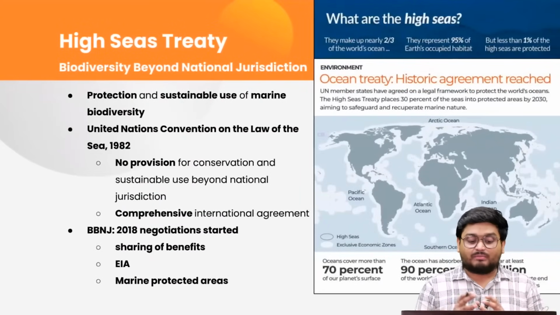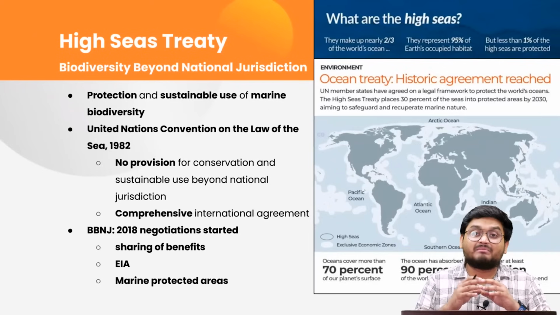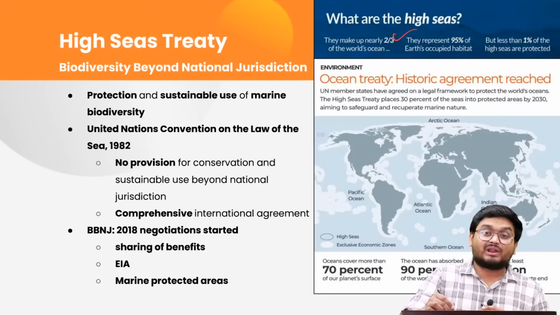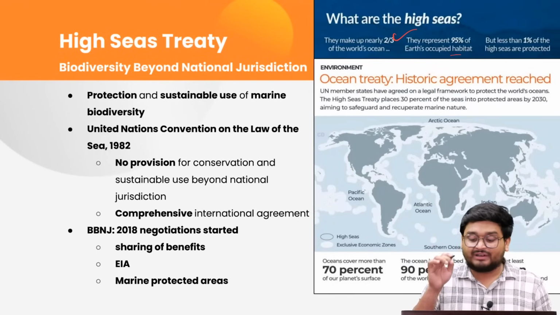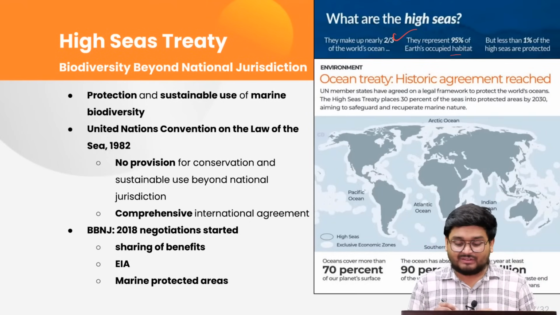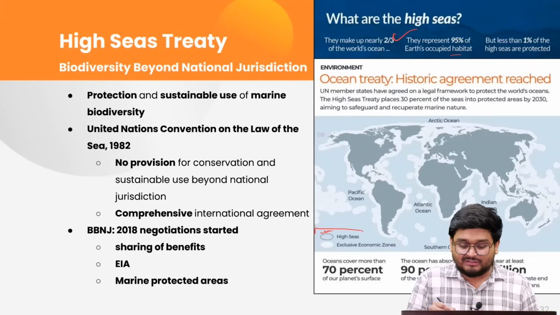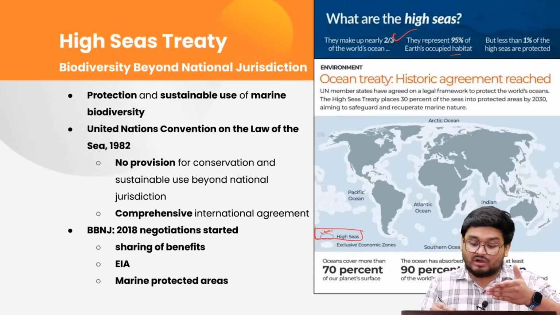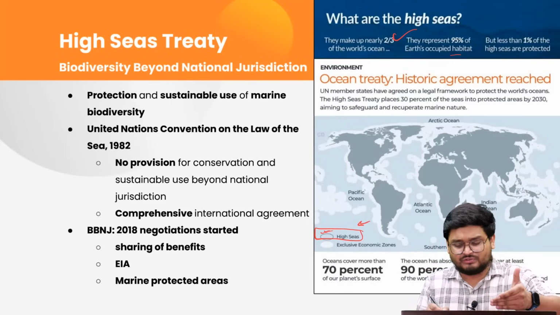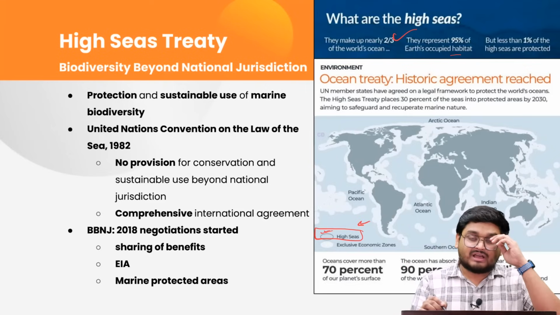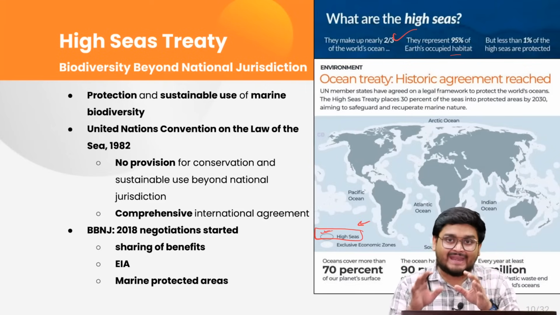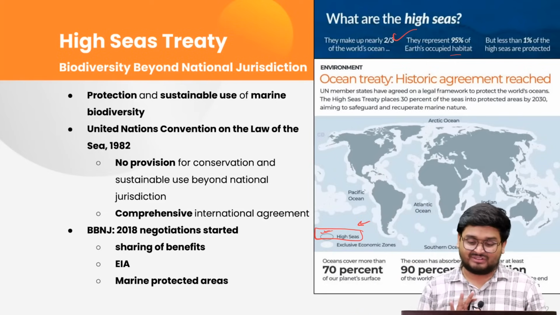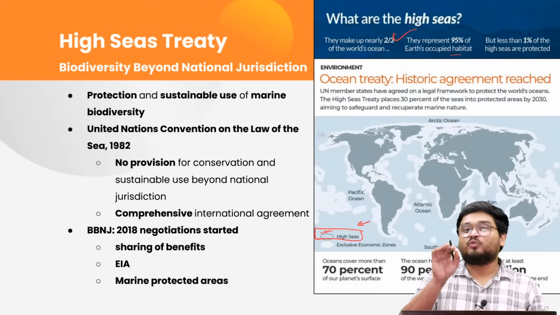Now, when we talk about the high seas, they make up about two-thirds of the entire world's ocean, and they represent around 95% of the Earth's total habitat. Generally, the seas, for example, have been designated in this particular graph. If you look at it, high seas are the areas away from the exclusive economic zones, which we'll be looking at in the next slide. These are the areas where no country has any exclusive rights over these seas or the resources below them. So that is why we need an ocean treaty.